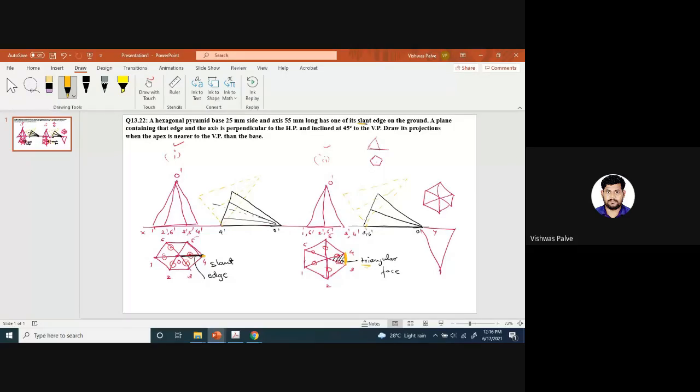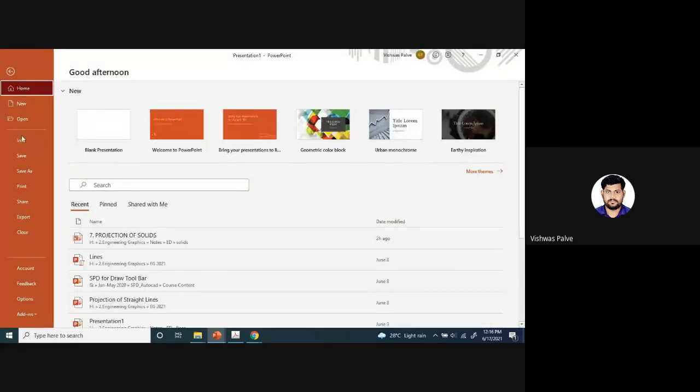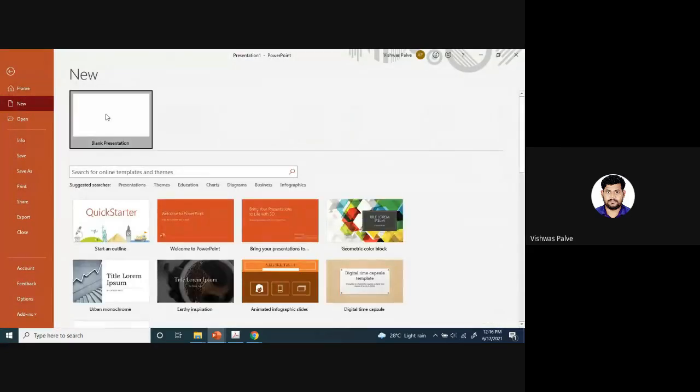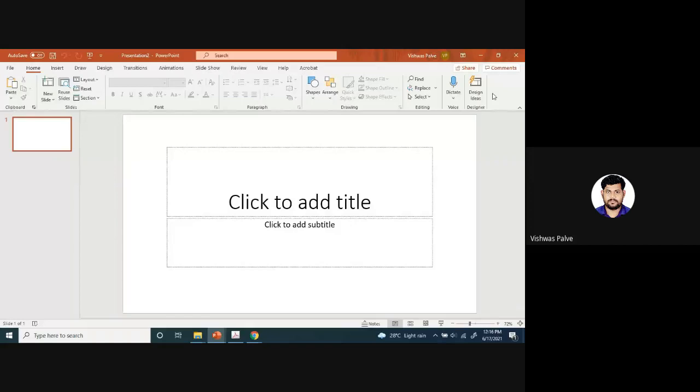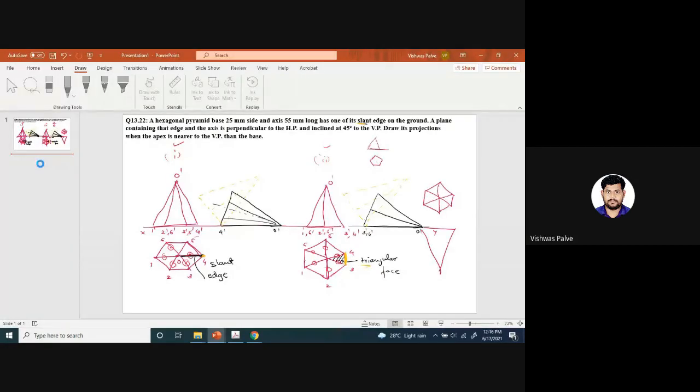Now I'll take another example. I will spend some time explaining the concept rather than solving the numerical. One second, I will just take a new slide here.